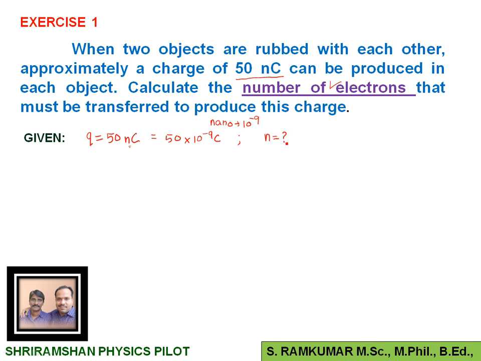Now you know that same formula, that is the general formula you have to write, that is Q will be equal to Ne. So from this, N will be equal to Q by E. Now you are going to substitute that value. So instead of Q, 50 into 10 power minus 9, that can be divided by, already you know, the charge of the electron, that is E will be equal to 1.6 into 10 power minus 19 coulomb.